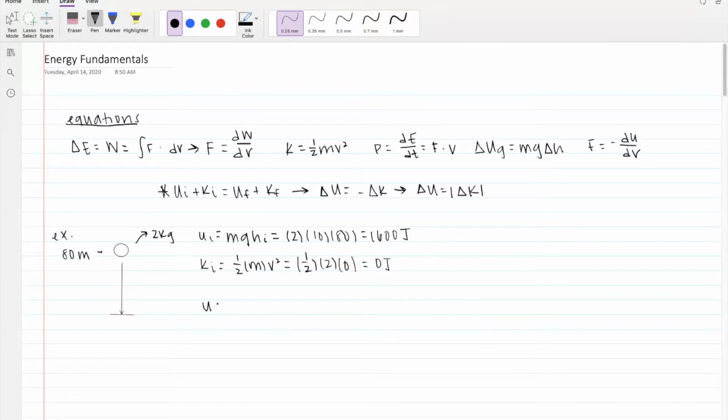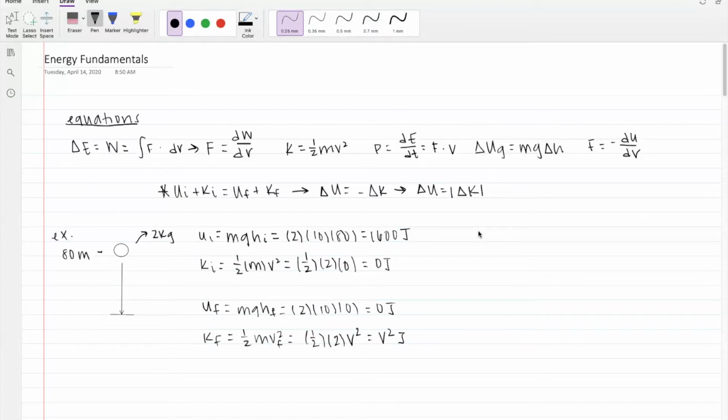Let's look at the final potential energy. So mgh final is equal to 2 times 10 times 0 because the height is now at its lowest point. That's going to give you 0 joules. K final is equal to 1/2 mv squared, which would give us 1/2 times 2 times v squared, which we do not know yet, but when we compute this, it should be v squared joules.